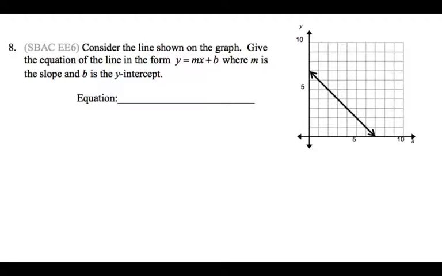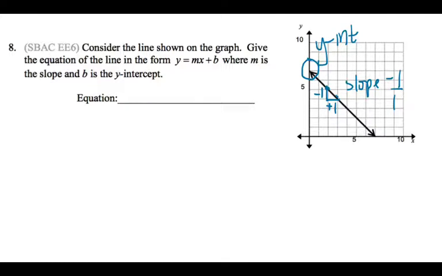Okay, number 8. Consider the line shown on the graph given the equation in the form y equals mx plus b. M is the slope, b is the y-intercept. So our y-intercept is right here. And our slope, we have a couple options. We just want to go from one point to the next. If I draw my little triangle, I get down -1 to the right +1. So my slope would be -1 over 1 because I went down 1 and to the right 1.